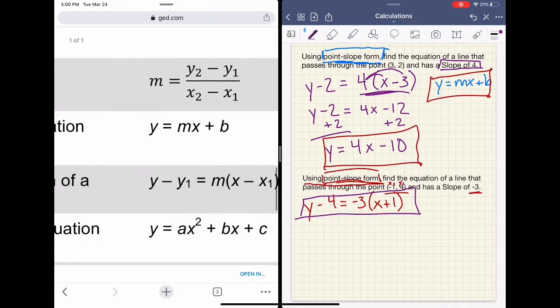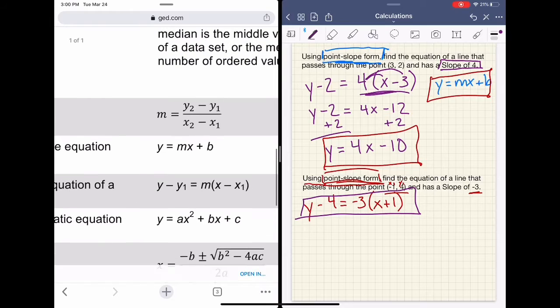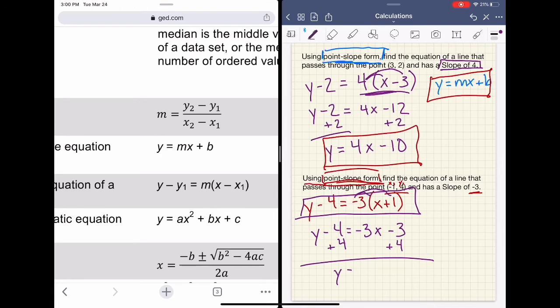We're in this, y minus y1 equals m times x minus x1, and we want to go to this, y equals mx plus b. So to do that, all we're going to do is distribute this negative 3. So negative 3x, and then negative 3 times 1, well, that's also negative 3. Then we drop our y minus 4. We're just going to add 4 to both sides, and you get y equals negative 3x plus 1, which is now in slope-intercept form.